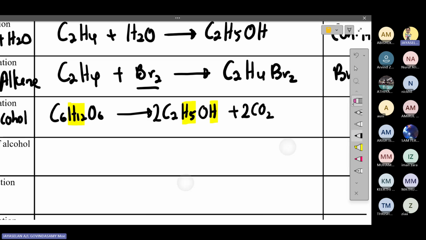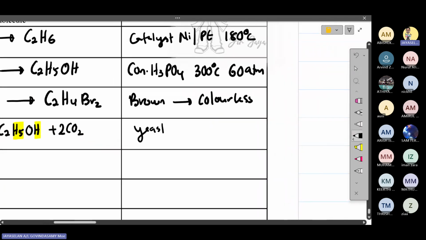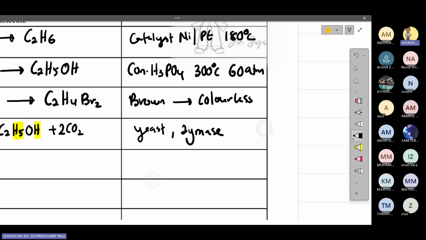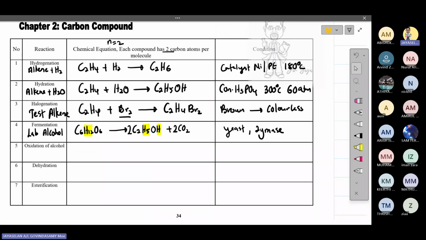In this reaction, we need yeast, and yeast will produce zymase enzyme. So we have memorized 4. You cannot memorize everything, memorize these 7. These are the ones that will keep coming out in the exam. Any question? Okay, that's all for today. See you next Wednesday, 11 a.m.